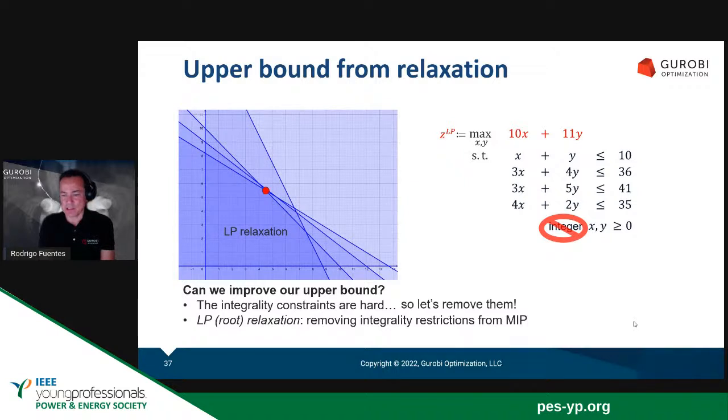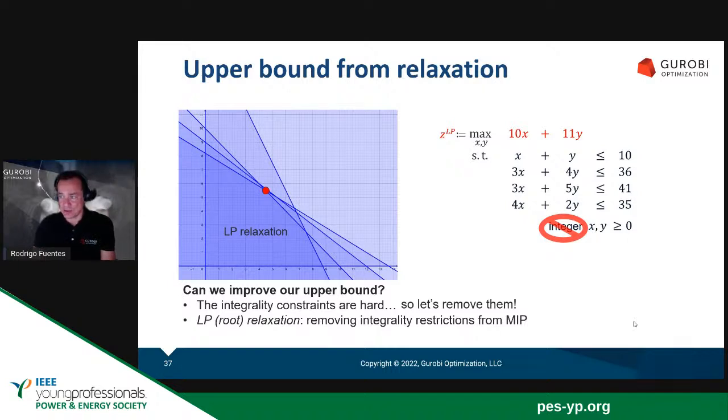LP relaxation means that you're taking a MIP problem, you are relaxing a condition, in this case, the condition of integrality. So you end up with an LP relaxation, which is just a linear programming problem. And then we solve that problem. When we solve this problem, as you recall, the solution was 4.5 and 5.5. And that's the dot that you have in the chart.